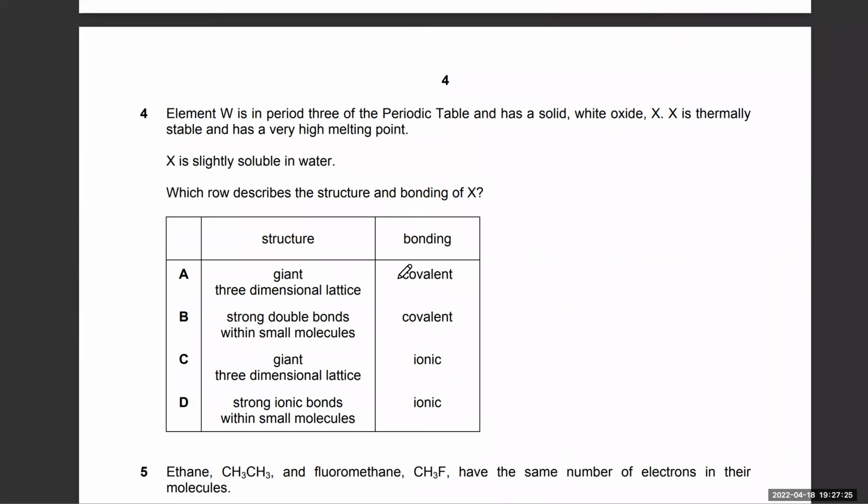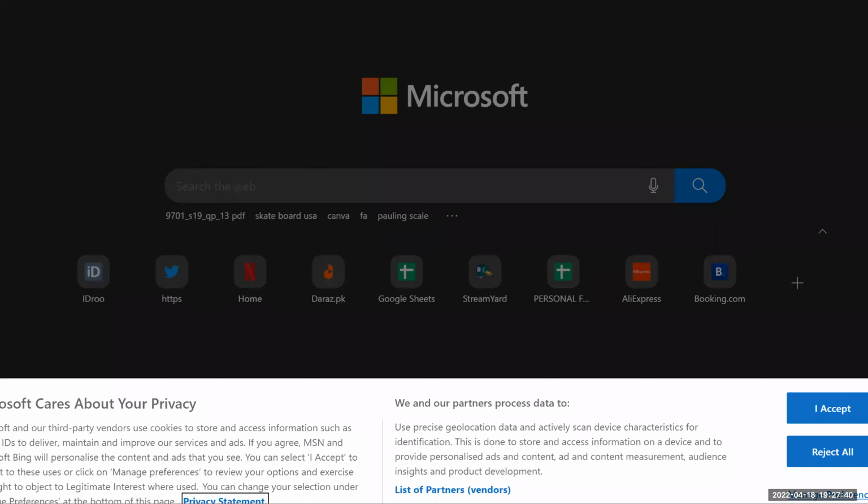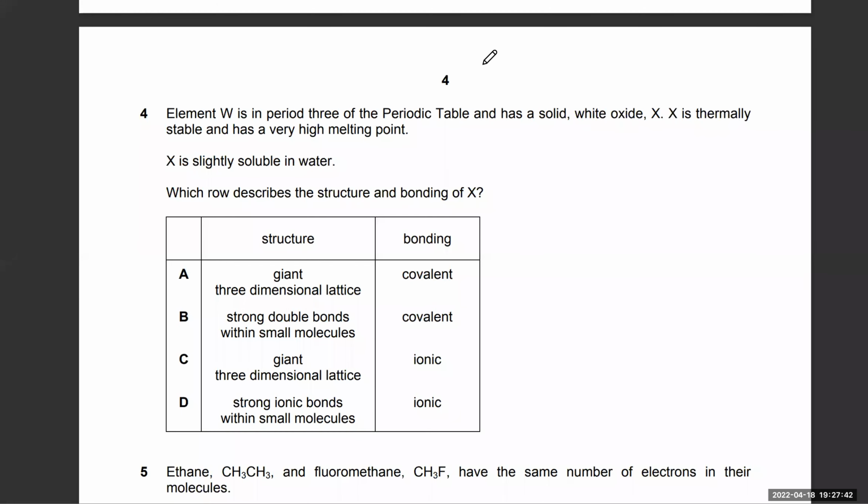So the next one is, which element? You've got element W, and it's in period 3 of the periodic table and has a solid white oxide. Now this is inorganic, okay? And also let me open up the inorganic notes. It's a white solid, is thermally stable and has a very high melting point.